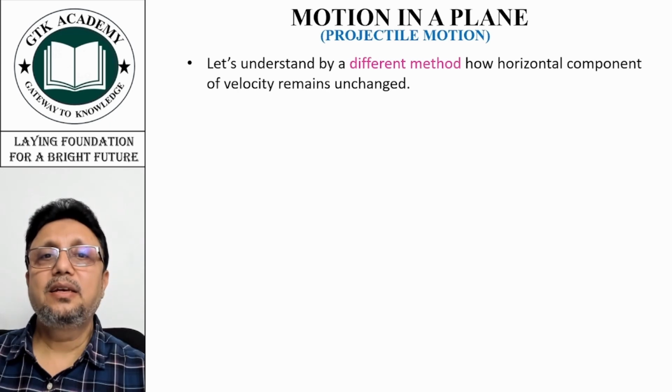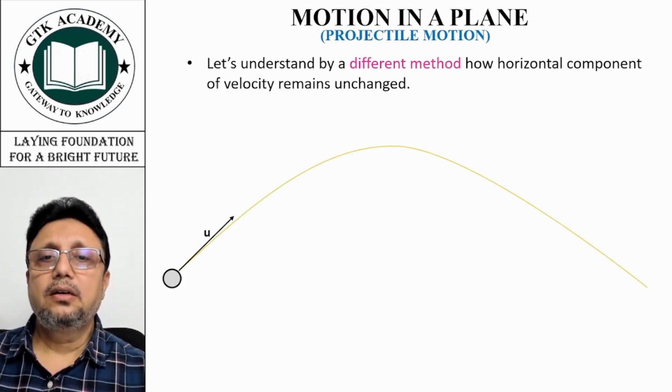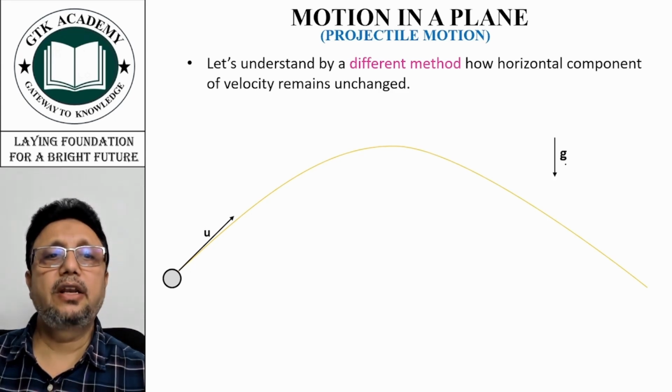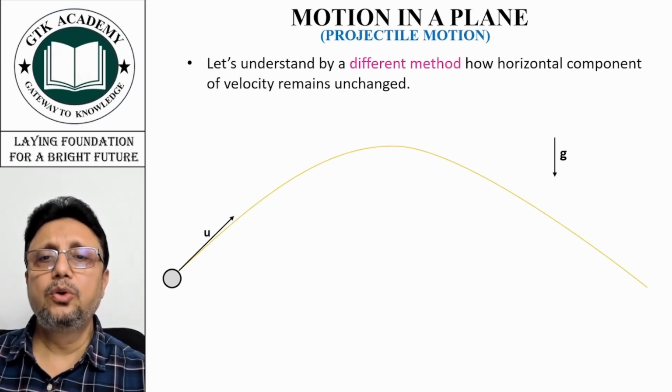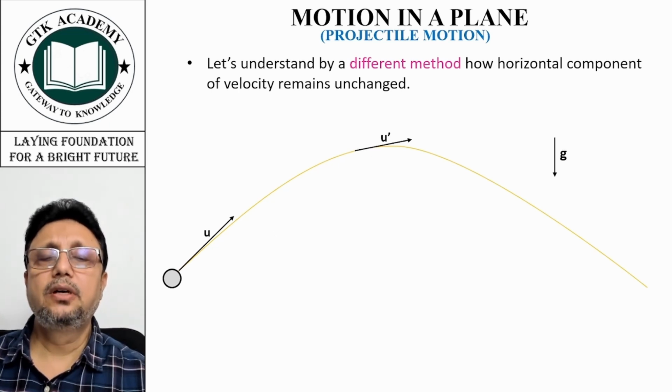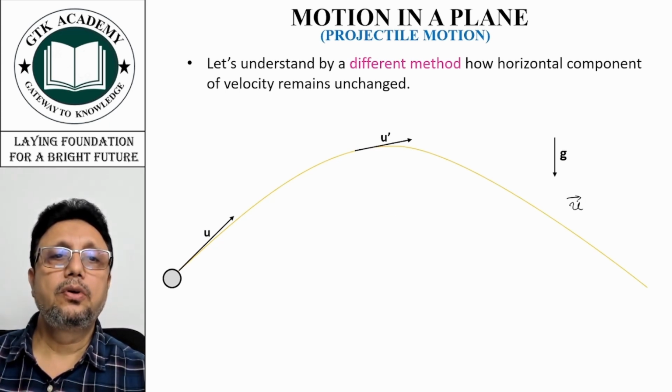Now let's understand by a different method also how the horizontal component of velocity remains unchanged. Suppose you have a velocity u in this direction and you have acceleration due to gravity in this direction. Now definitely it is going to reduce the velocity. Suppose after some time the velocity at any point is u dash. Now what is the reduction in velocity? The reduction in velocity is u vector minus u dash vector. This is the reduction in velocity, you can say delta u.